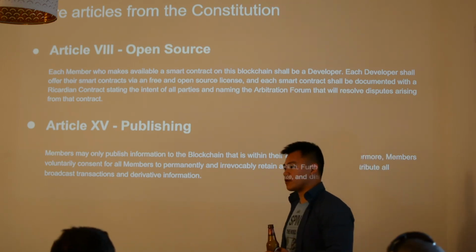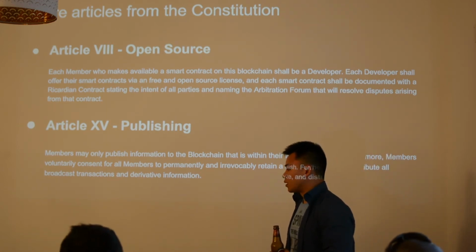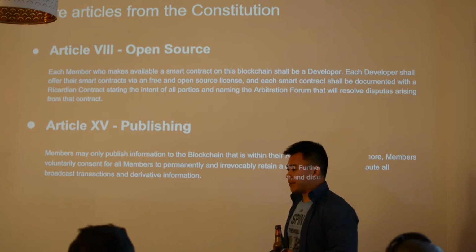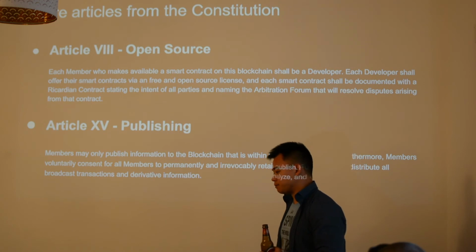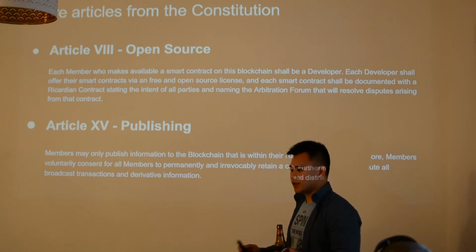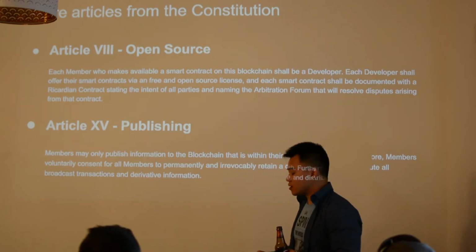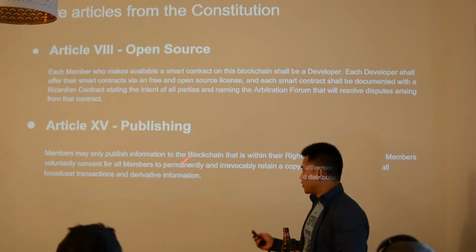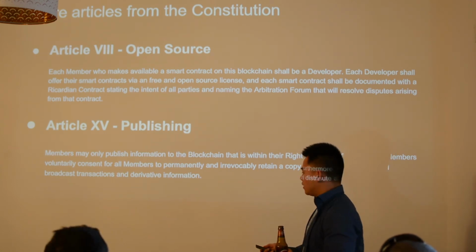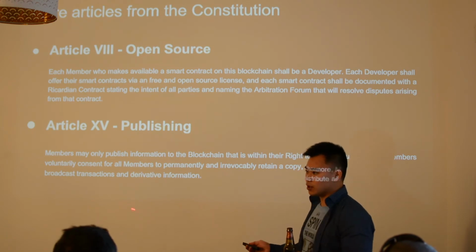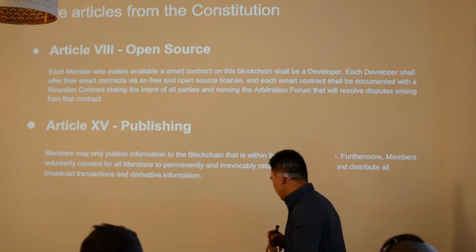So, open source: anything you put on the blockchain is public. Any smart contract code you write and put on the blockchain is public. Anyone can copy it, so you can't make claims to copyrights. Intellectual property is frowned upon, to say the least. There's still a way to get around it. And the corollary to that is publishing. This is just intellectual property rights applied to entertainment or any kind of creative intellectual property.